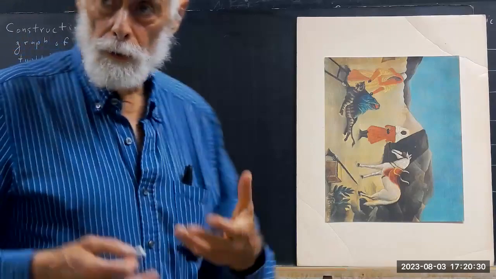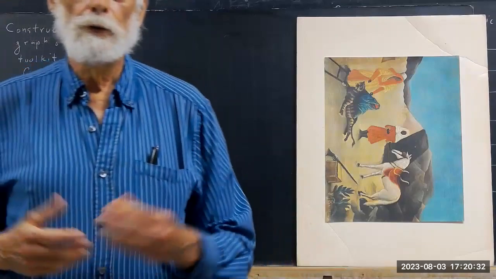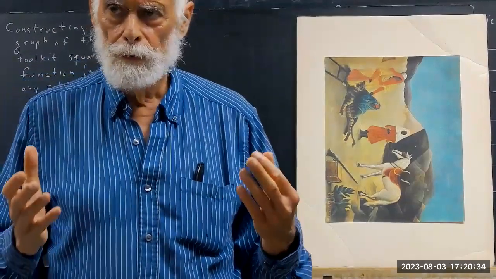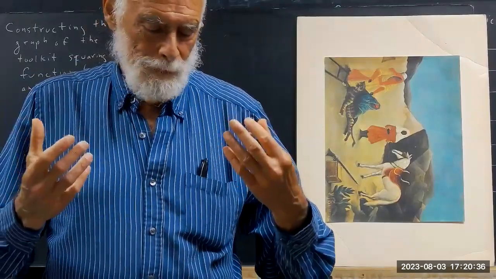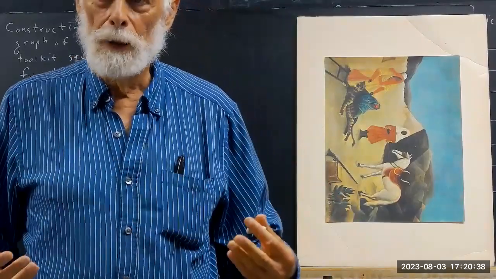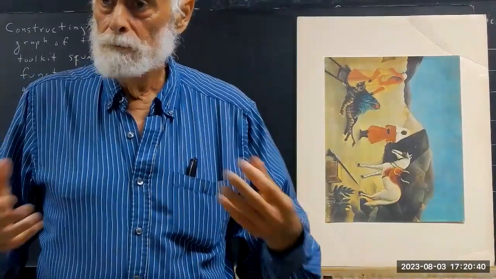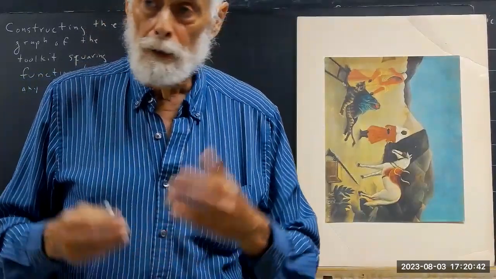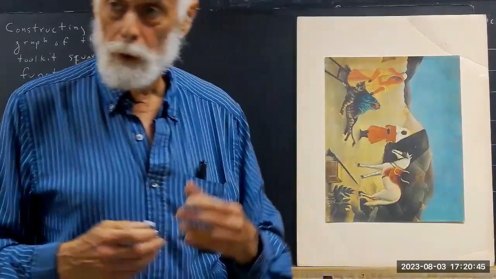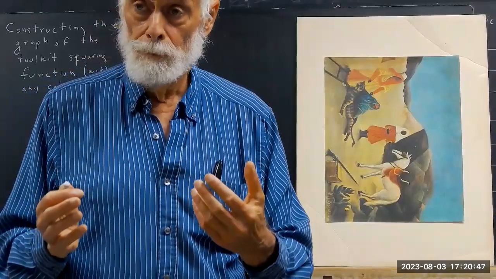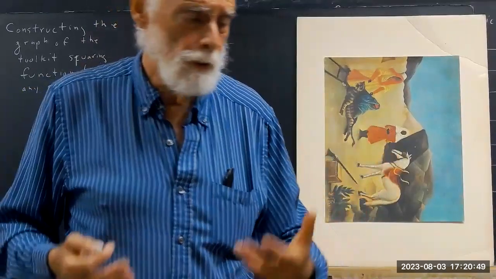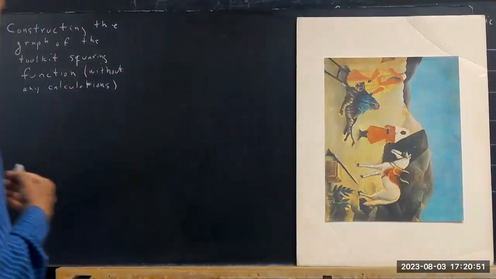Okay, in keeping with our approach, which at this point in the course involves doing pictures and shapes without having to do a lot of calculations, we're going to construct the graph of what we call the toolkit squaring function. We'll see why we call it that, but let's just go ahead and construct it.